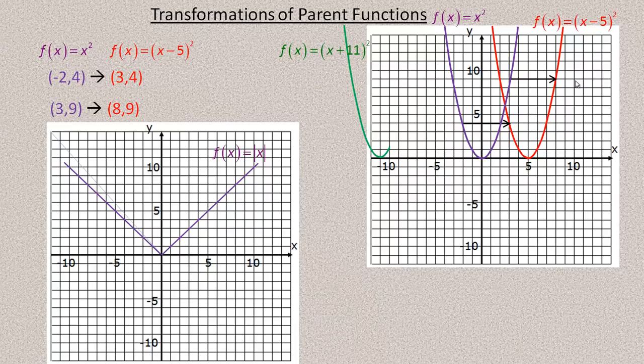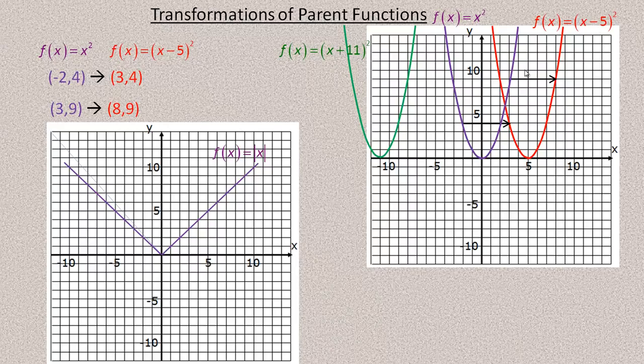Now here's another, actually I'll talk about the green one in a moment. So notice that if it's x minus a positive number, it's actually going to the right. This graph has actually been the original one shifted 11 units to the left. And so if it's 11 units to the left, it would be x plus 11 squared here. So if it's x plus a number, it's going to the left. If it's x minus a number, it's going to the right.